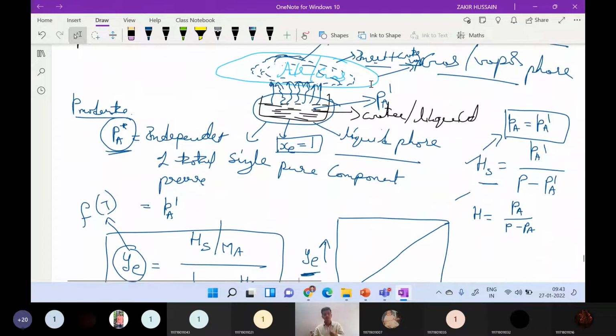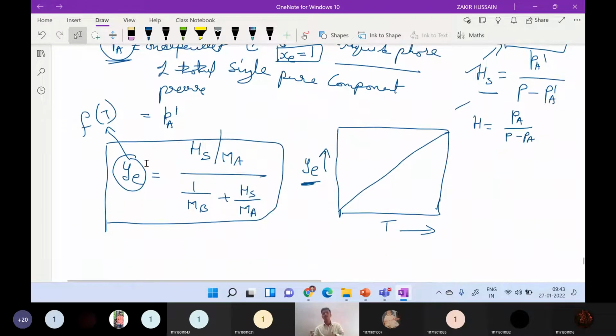Then at equilibrium conditions or at moderate pressure conditions, this equilibrium partial pressure is almost independent of total pressure, and it is equal to the pure liquid phase vapor pressure. So the vapor pressure of the pure liquid phase. Under such conditions, the equilibrium mole fraction is a function of temperature.